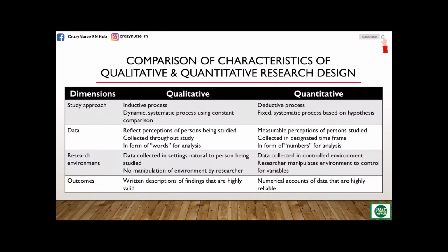As to study approach, qualitative uses inductive process, and it is a dynamic, systematic process using constant comparison. For quantitative, it utilizes deductive process. It is a fixed, systematic process based on hypothesis.